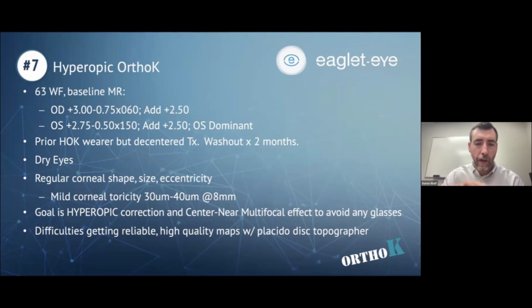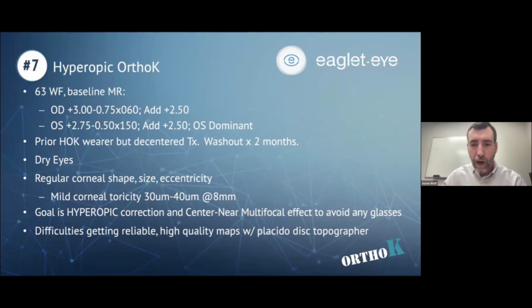But as with myopic OrthoK, flattening the middle of the cornea and then steepening around it would create essentially a distance-centered multifocal optic. Hyperopic OrthoK would be reverse. So you're actually building up tissue in the middle, flattening some of that mid-periphery, and that would create essentially a near-centered multifocal optic. So that's what we're trying to achieve so that we really don't ever need glasses.